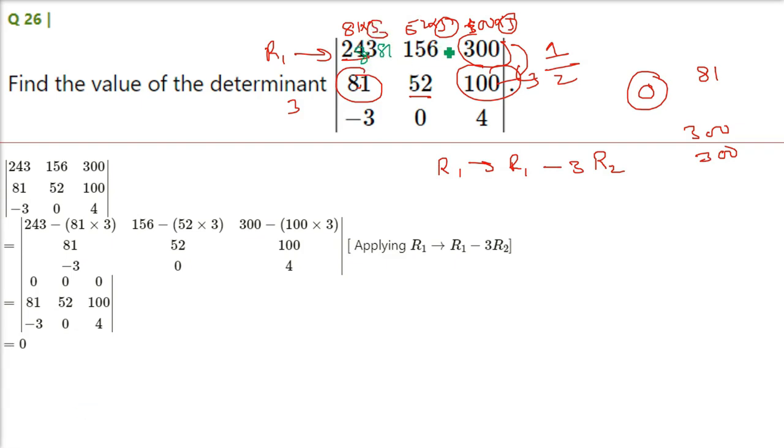You can do it using the row properties, or you can just subtract these two, or you can say 2 rows are same, the determinant is 0. 2 columns are same, determinant is 0. So this 0, 0, 0 says the whole row is 0 and the determinant is going to be 0.